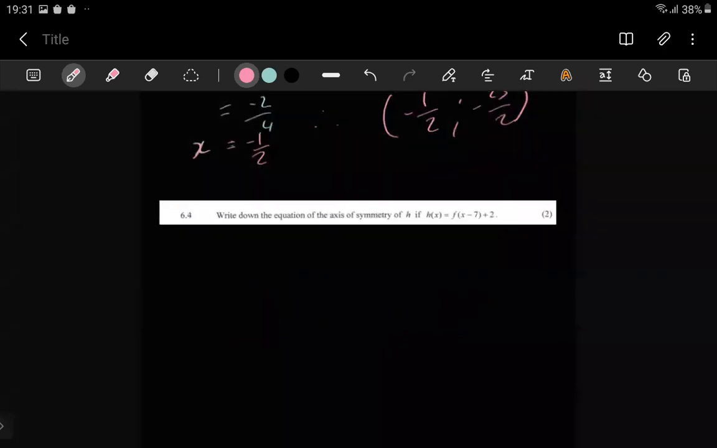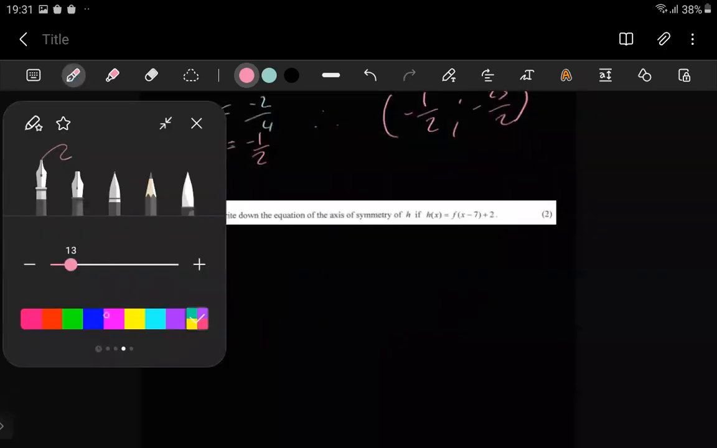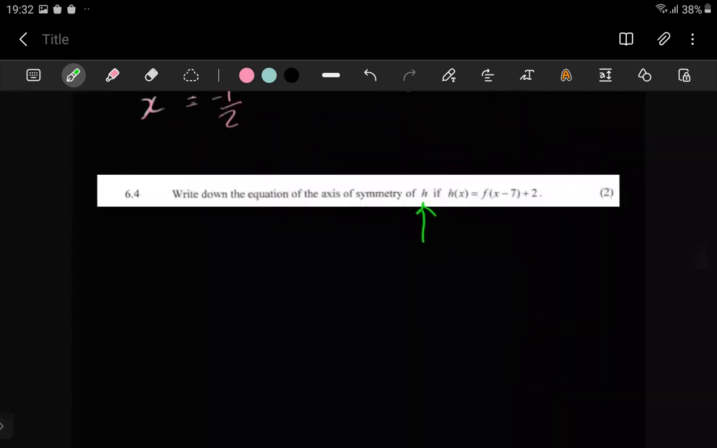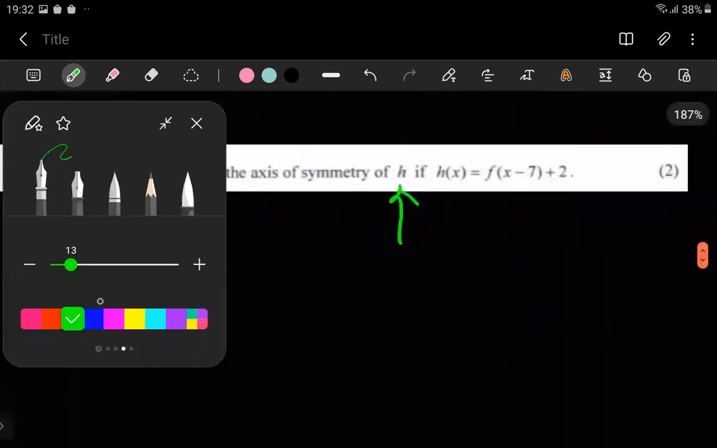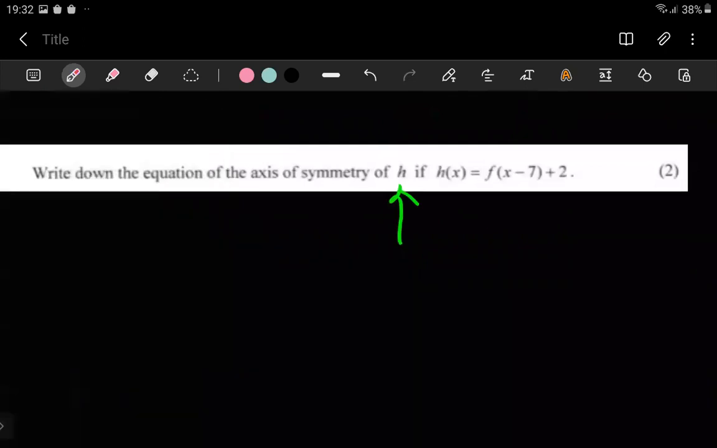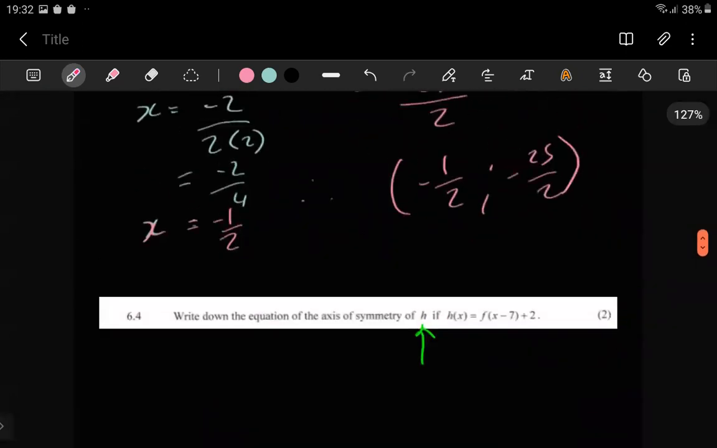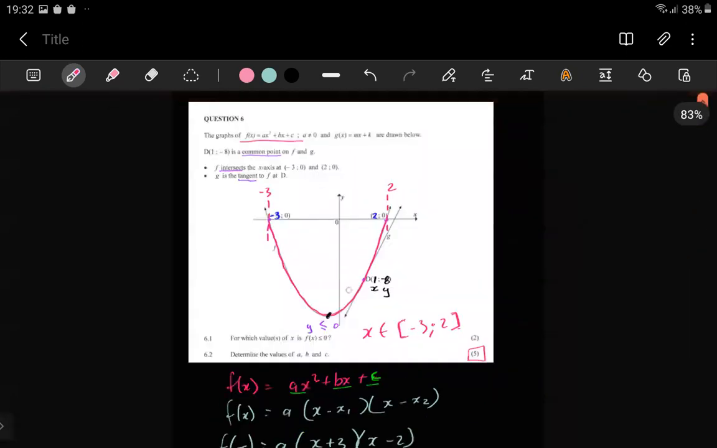2 marks. What are they talking about here? They said, write down the equation of the axis of symmetry of h, if h is this equation. These are the kinds of questions where, when you look at them, there's usually a reaction, but there's no need to react here, because what they're saying is h is a specific graph. It's nowhere on the sketch.